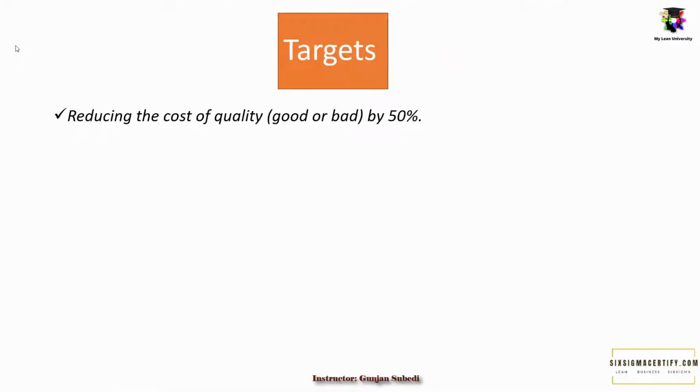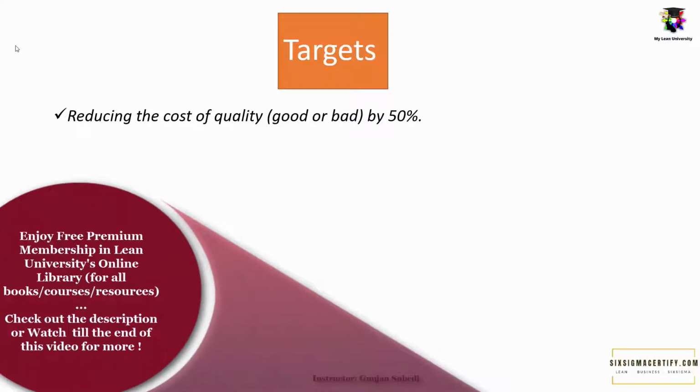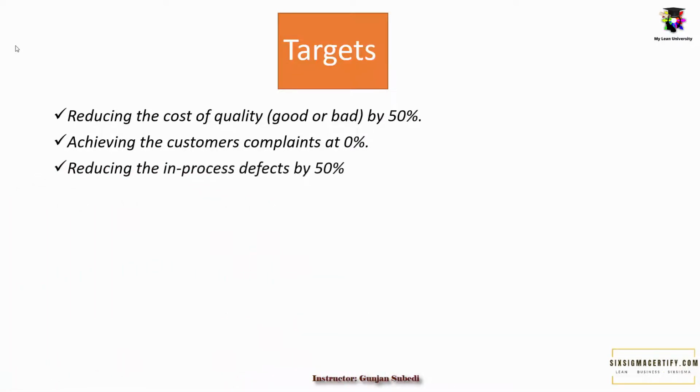Basically, by quality maintenance, we are trying to achieve a reduction in the cost of quality by 50%. We know there are two types of cost of quality, cost of good quality and cost of bad quality. We'll discuss that in detail in the next lectures. Another target is to achieve 0% customer complaints. That is, there should not be any customer complaint. Also, we try to reduce the in-process defects by 50%. That means we try to reduce the quality issues generally happening in the middle of the process by 50%.